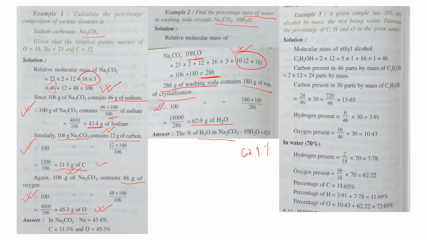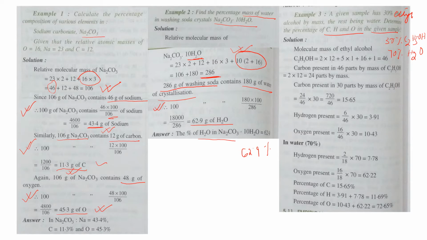Now come for the third example. A given sample has 30% of ethyl alcohol by mass, the rest being water. That means you are having a sample in which 30% is C2H5OH. This is the formula of ethyl alcohol that you should know. And rest 70% is water. So you have to determine the percentage of carbon, hydrogen and oxygen in the given sample.